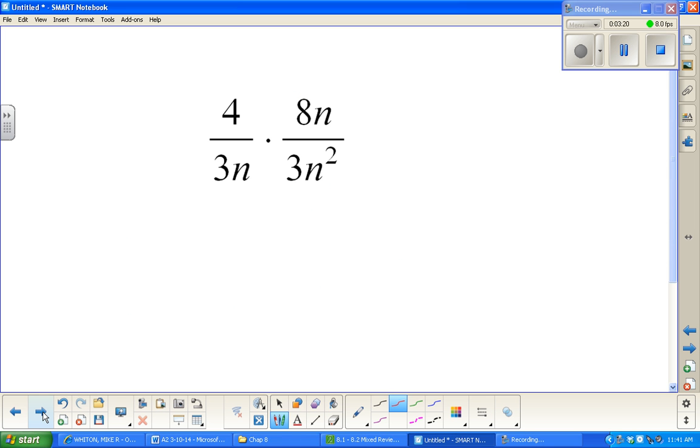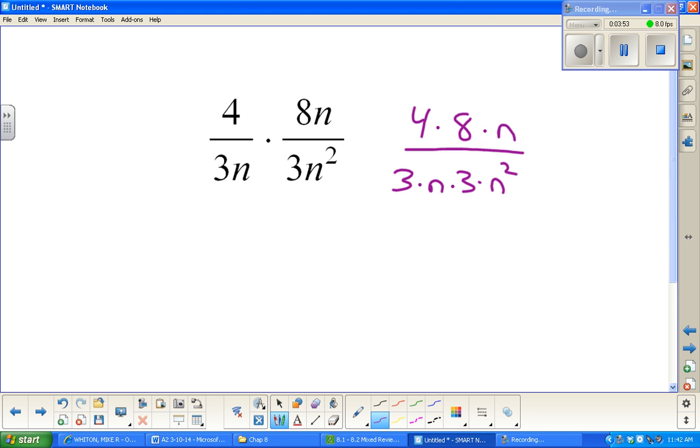That was a little introduction. Let's look at some with some variables in here. This is a multiplication problem. We see the little dot there. We want to start simplifying. That's what the directions would be. So one thing I can do is look for any common factors in the numerator and the denominator. This thing's already a big multiplication problem. It's 4 times 8 times n. The bottom is really 3 times n times 3 times n squared.